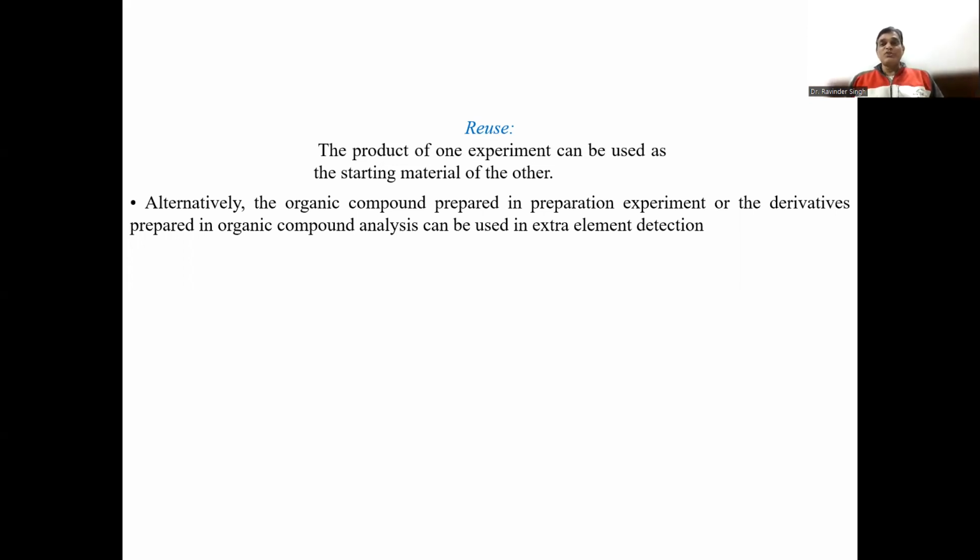So the organic compounds which have been prepared during any of the syntheses, if that final product has an extra element like nitrogen, sulfur, or the halogens, then the same product can be given to another batch in another class whose syllabus has the organic functional group determination.